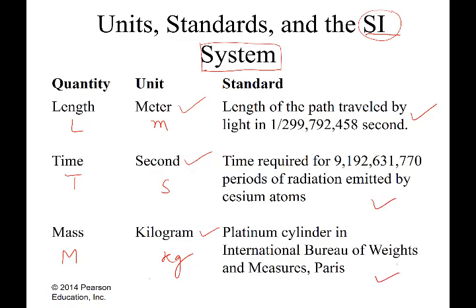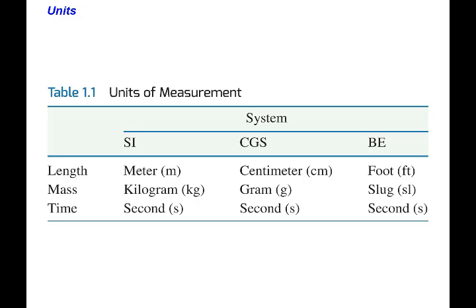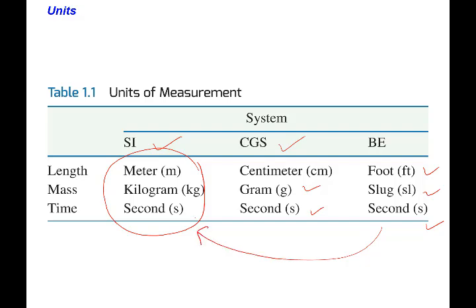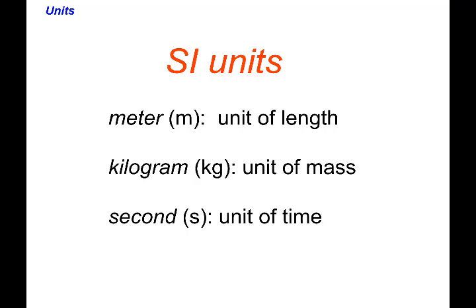If the SI system is the meter, kilogram, and second, the CGS system refers to centimeter, gram, and second, and the British system of units is foot, slug, and second. We will be focusing all our attention on the SI system. If the units are given in CGS or British system, then you should always convert them to the SI system. That's what we are going to practice and work on throughout this course.